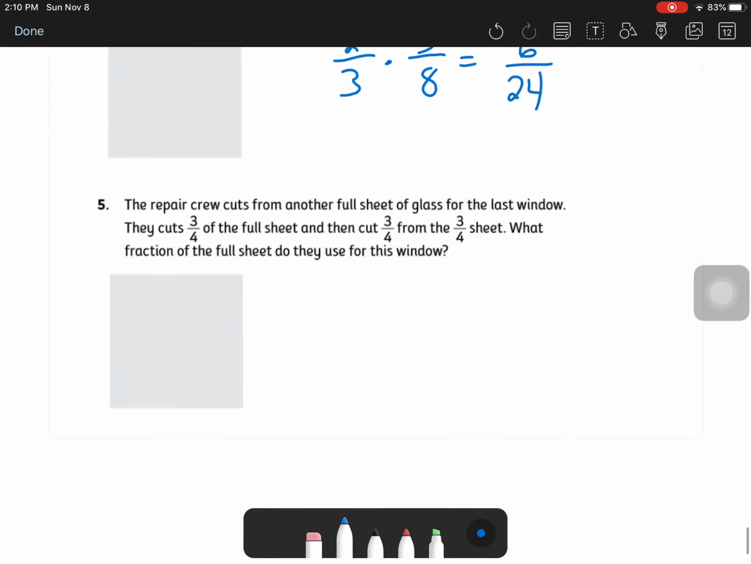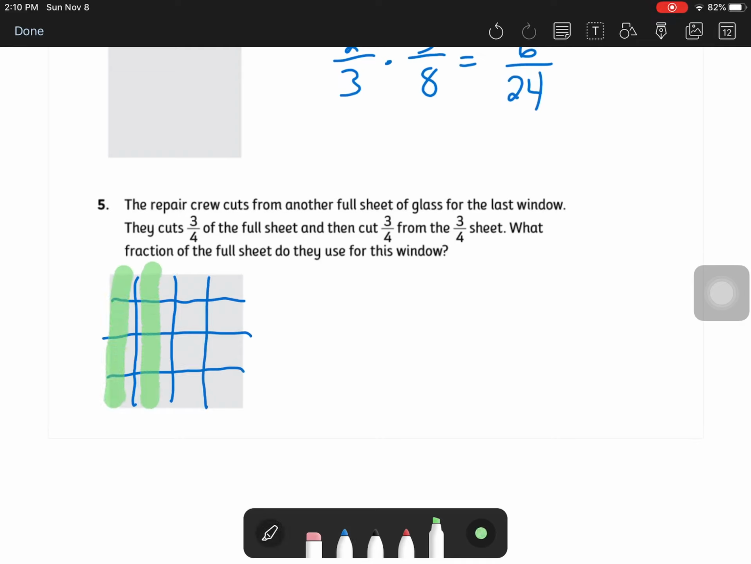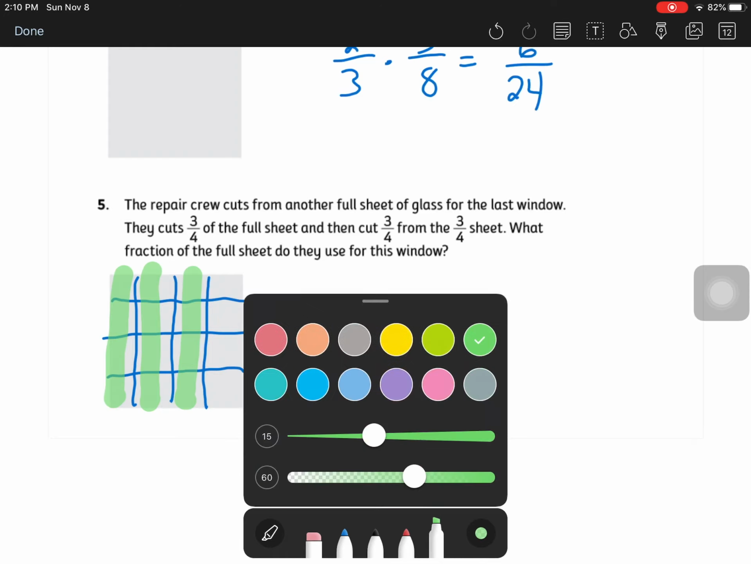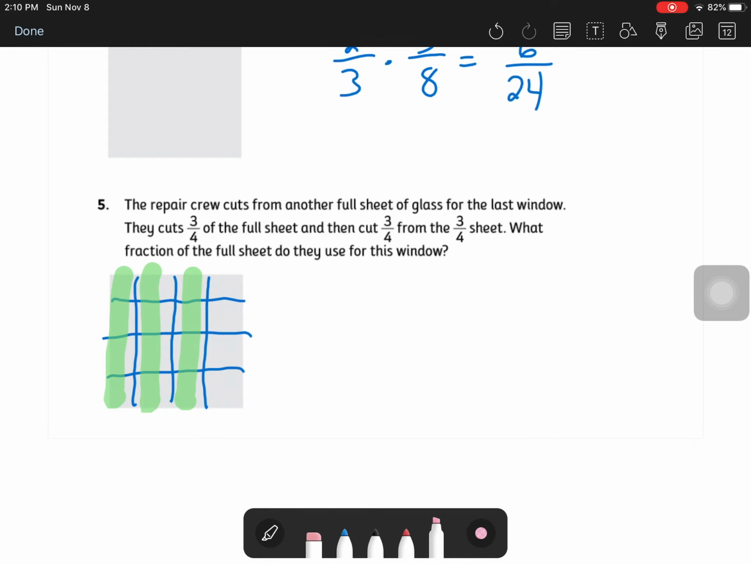And the last one, it says they're going to do 3/4 from a 3/4 sheet. So I'll do this one. It's not too small. So we're going to cut it into fourths this way. We're going to also cut it into fourths the other way, which is going to make 16ths. And then it says we're going to do 3/4 one way, and then we're going to also do 3/4 the other way. So we're doing 3 each way.